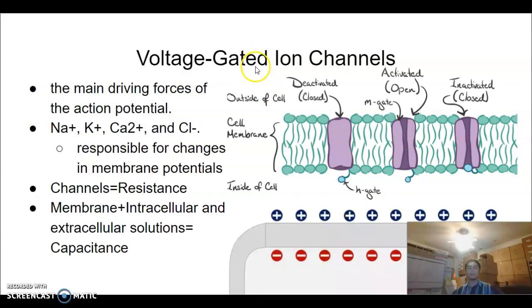Along the neuron, there are many voltage-gated ion channels, which are very important because they are the main driving forces of the action potential. And sodium, potassium, calcium, and chlorine are major ions that are responsible for the changes in the membrane potentials. The intracellular and the extracellular solutions in the body are ionic solutions, and therefore will conduct electricity.